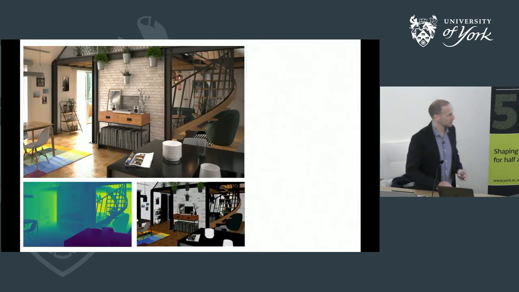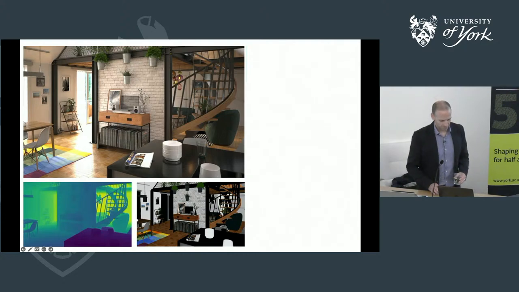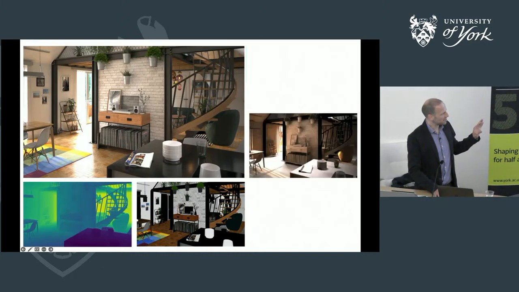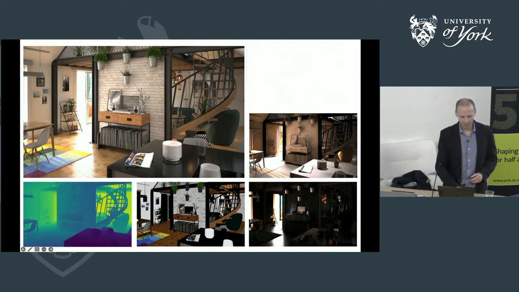The materials, so this is representing the intrinsic color of each part of the scene. If I knew that and I were to add light, then I could model how light would reflect and bounce around the scene. And if I put all of that back together, I would get the original image again.